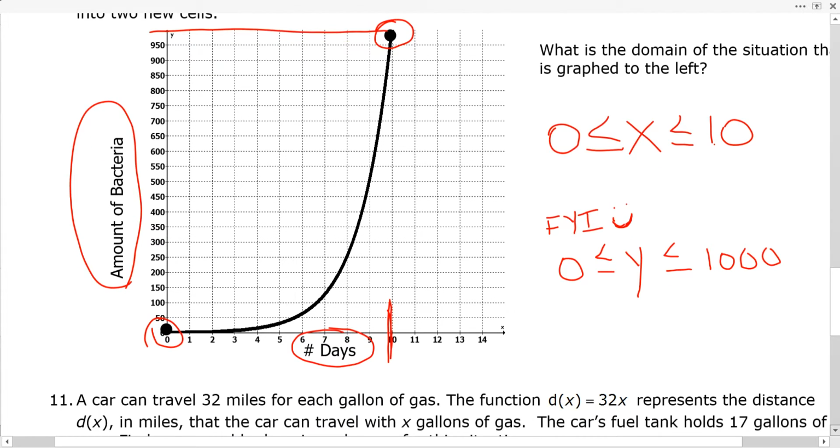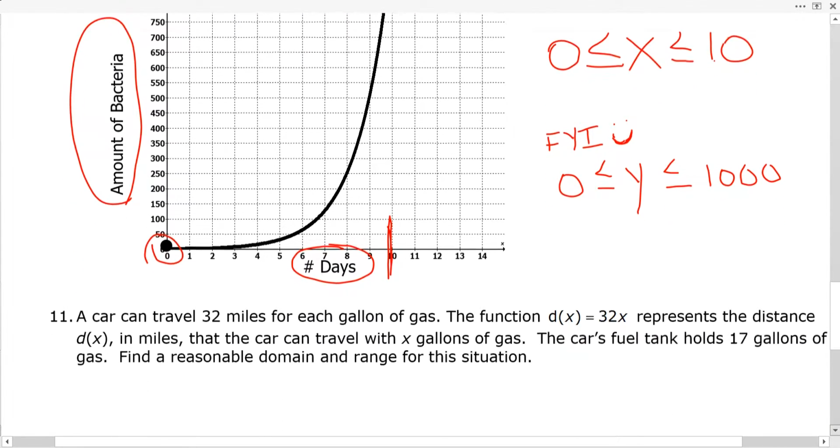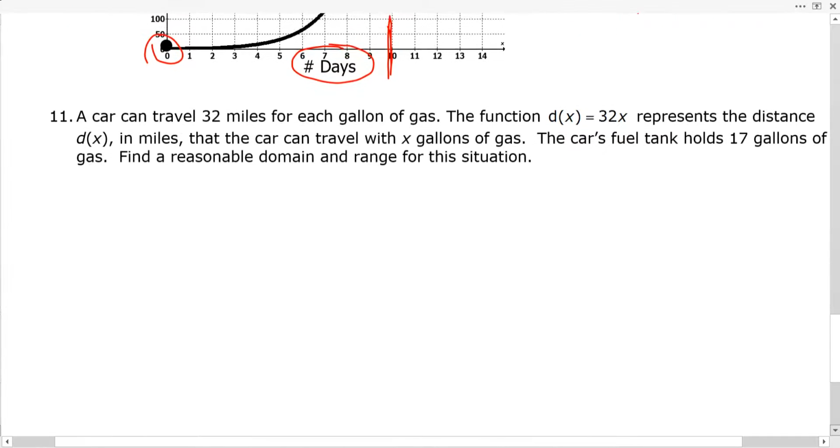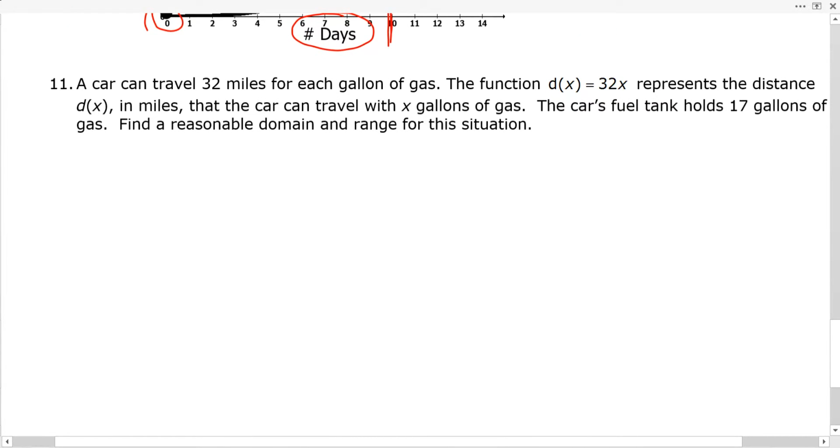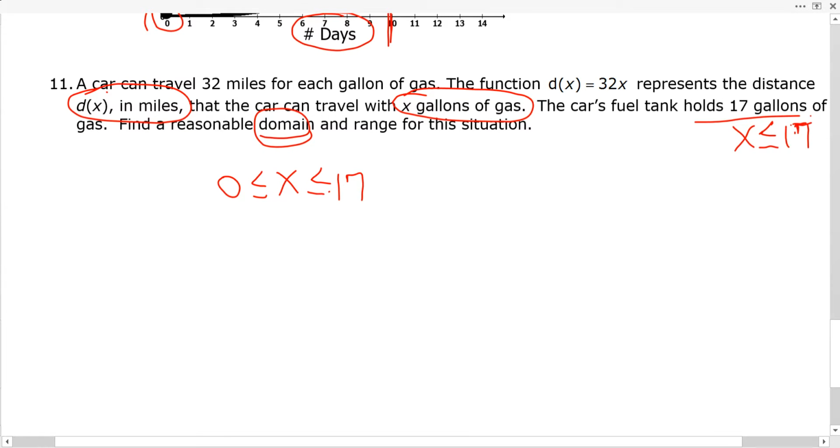Okay, here's another one of those problems where we're going to have to work it out and think about it. Okay, so X is gas, gallons, and D of X is miles or distance. So if the fuel tank holds 17 gallons, that's our X. X has to be less than or equal to 17, because if that's how much the fuel tank holds, that's how much you can put in. So reasonable domain would be 0 if it's an empty gas tank to 17. It can't be more than 17 gallons.